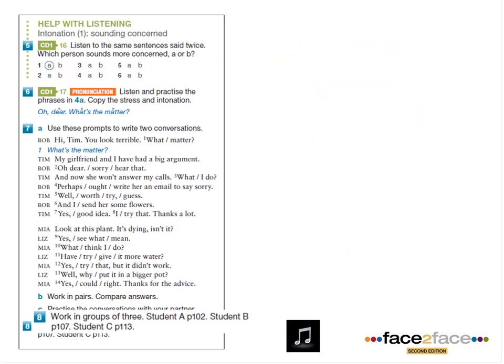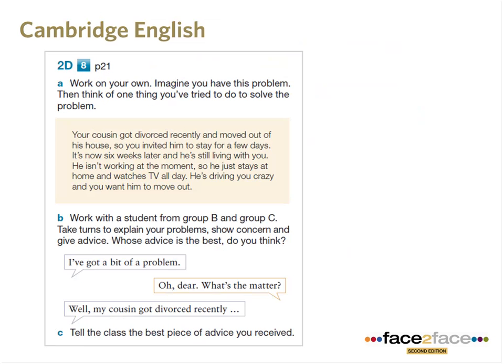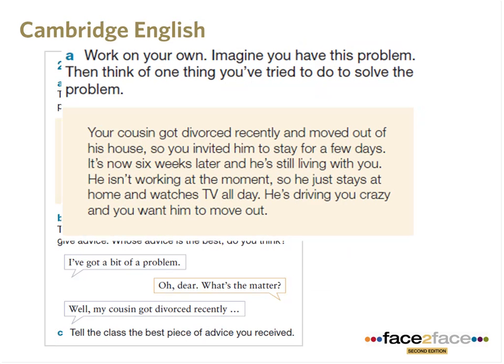Then we get students to do a role play. So we ask them to go to the back of the book and look at 3 different pages where they each have a particular problem they need to discuss. I'm just going to look at one of the problems today. This is student A's problem, where they have to imagine they have this problem. I'll just give you a couple of seconds to read it.